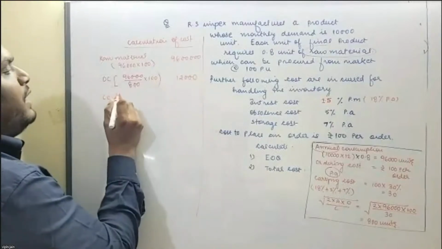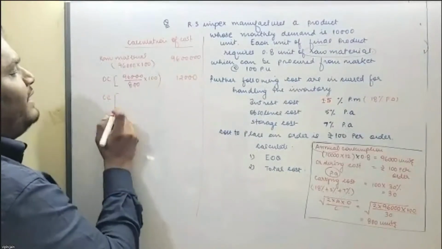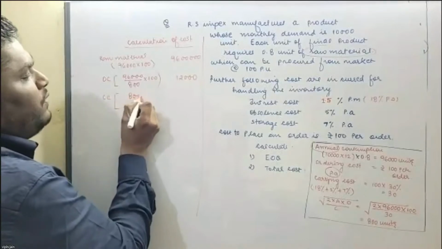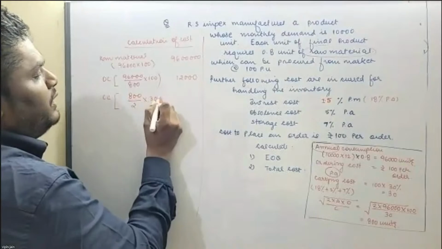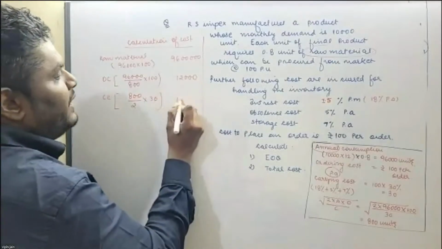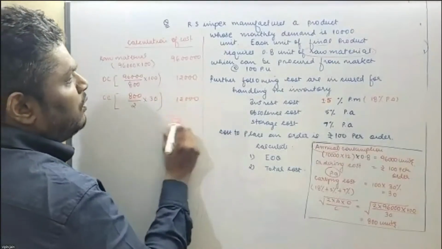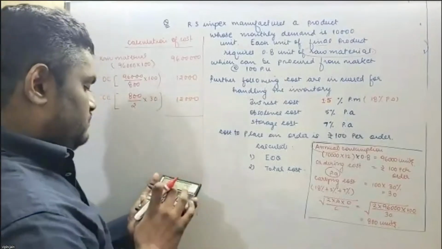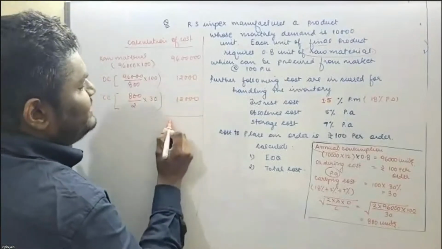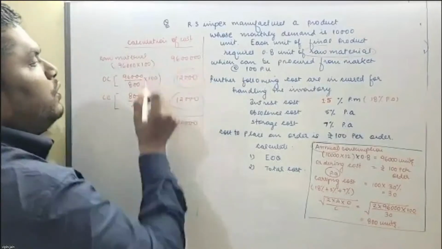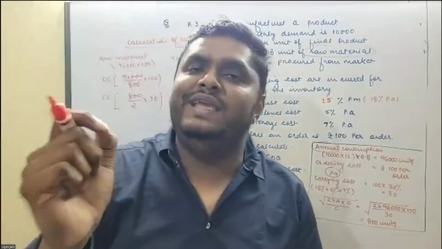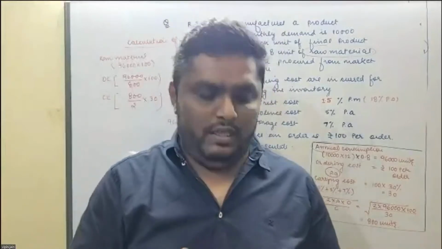And then talking about the carrying cost, the cost of handling the inventory, it is always calculated on average inventory. So 800 divided by 2 into 30. So this will be again 12,000. So 96,24,000 will be the total cost. As I told you, at economic order quantity, carrying cost is equal to the ordering cost.